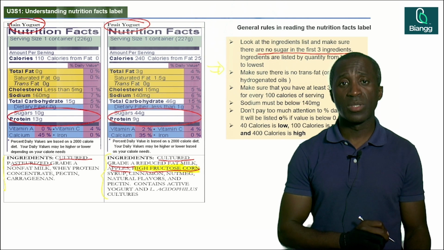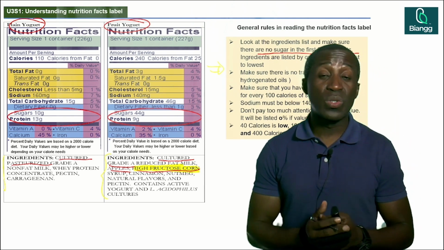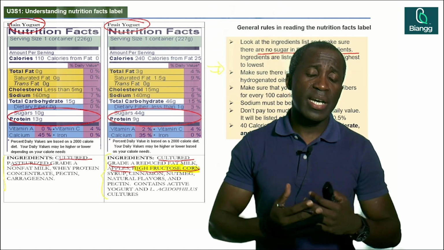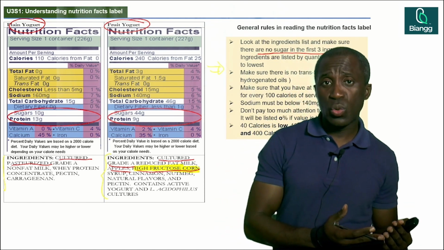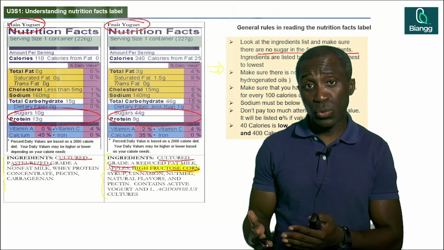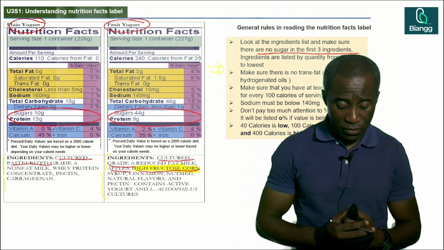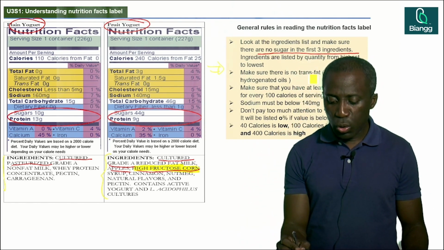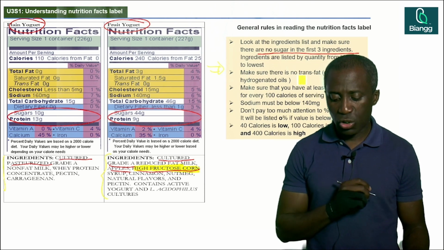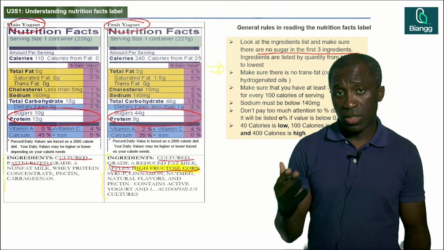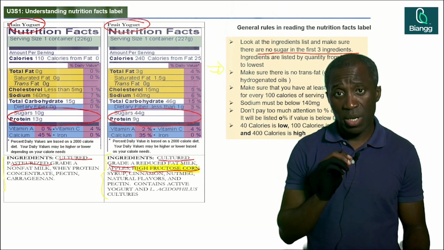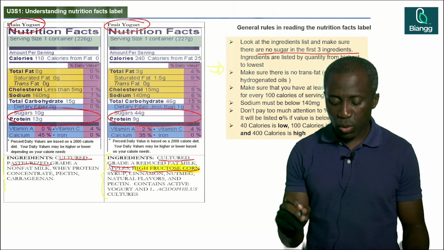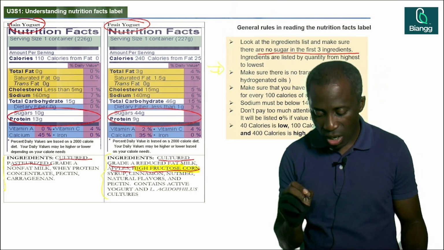So once again, if there's a yogurt that you have to choose in your goal to live a healthy lifestyle, I will suggest you go with the plain yogurt instead of the fruit one that has this high fructose corn syrup. Number 2, make sure there is no trans fat or hydrogenated oil on your list of ingredients. Very important as well.